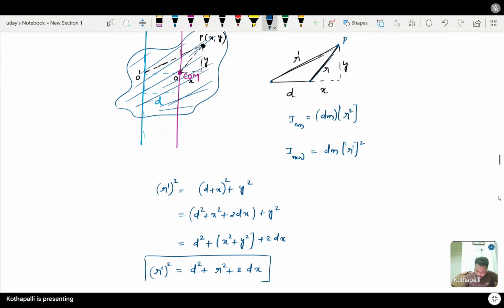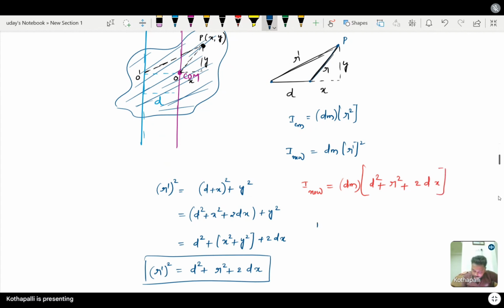This information I'll substitute in this equation, which is I about new axis is dm into r dash square, which is d square plus r square plus 2 into d into x.